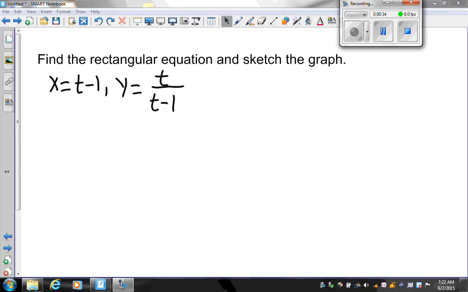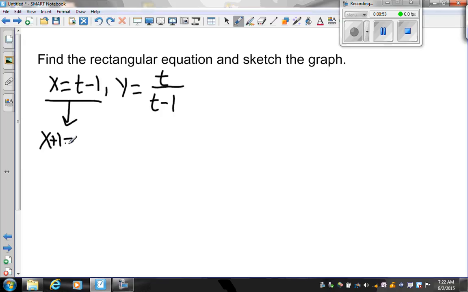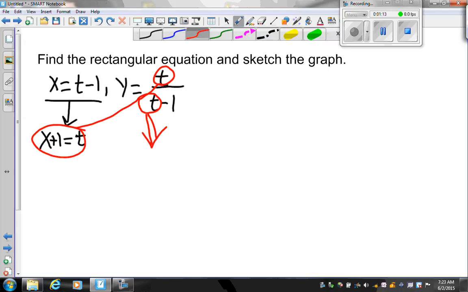So to find the rectangular equation, we often eliminate the parameter, which usually boils down to solving one of the equations for the parameter and then substituting into the other equation. So notice here we could say that x plus 1 is equal to t. And if we use that information to substitute in for t, then we can obtain the rectangular equation.